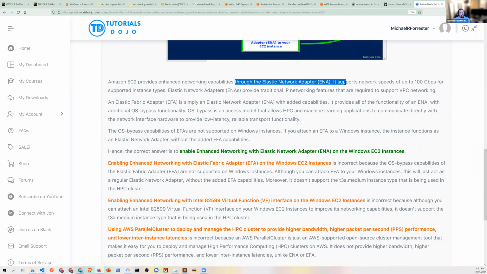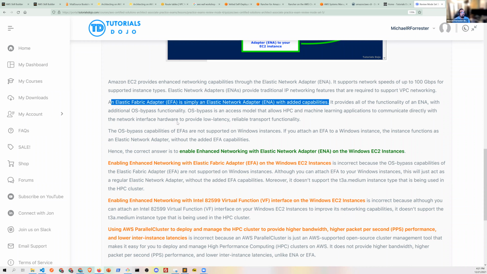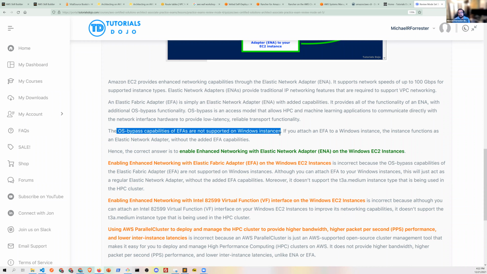If we look at the ENA option, it does support up to 100 gigabits. So even though the backplane of the system isn't going to support more than a 5 or 10 gigabit option, adding an ENA will actually bump that up. Now, the fabric adapter is an ENA with added capabilities, right? But this is not supported on a Windows instance. So it really doesn't have anything to do with the bandwidth capabilities. It has everything to do with the OS bypass capabilities, which Linux can do, Windows doesn't support it, right? So it's going to function as an ENA without the capabilities.